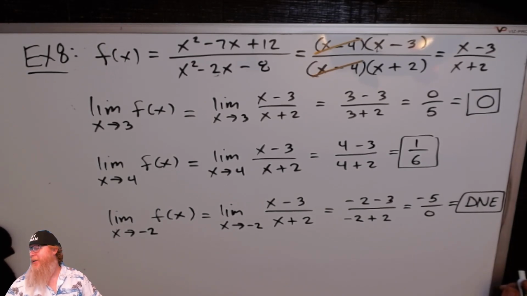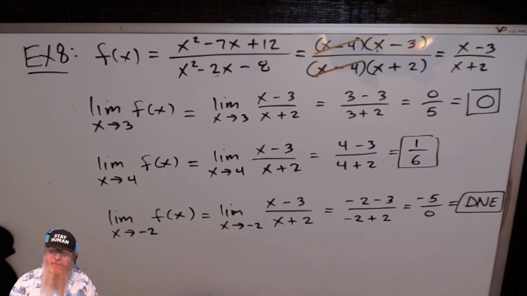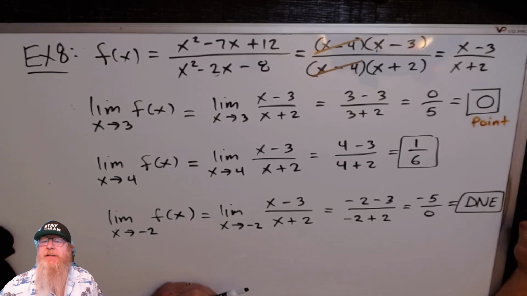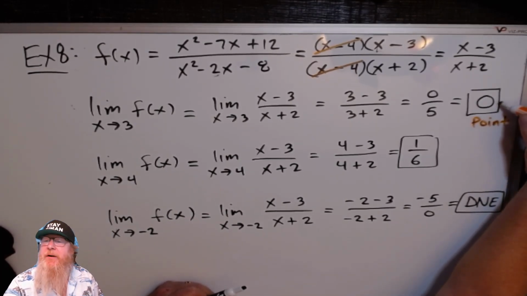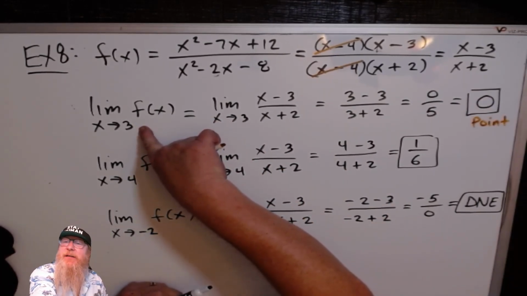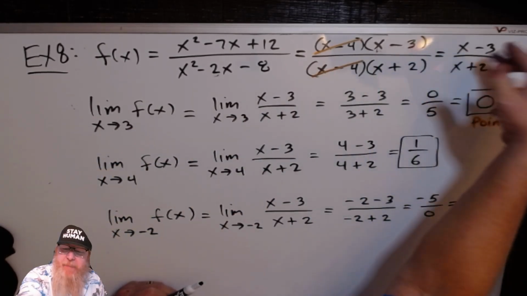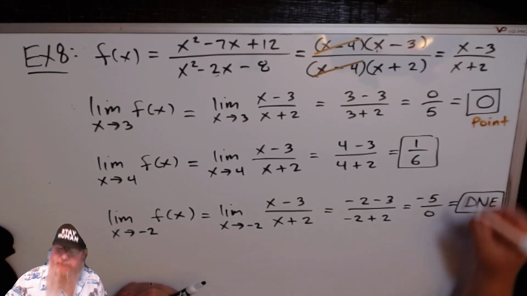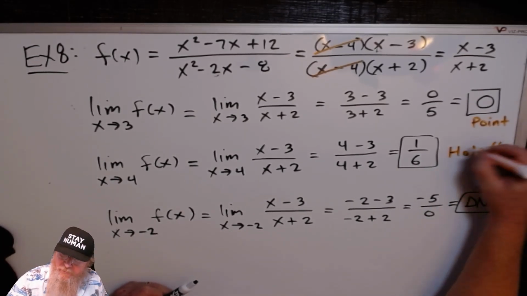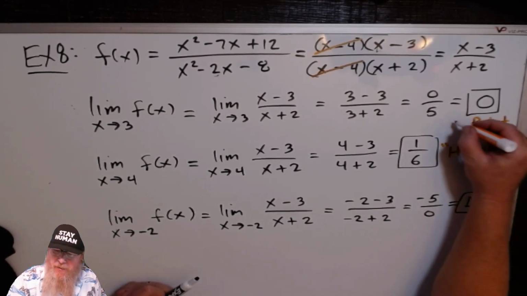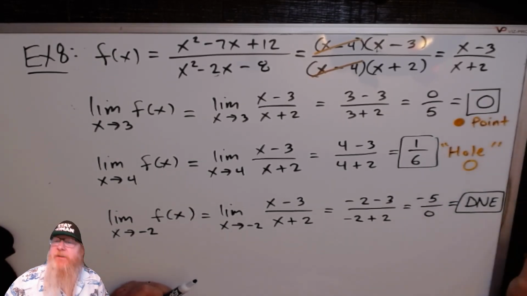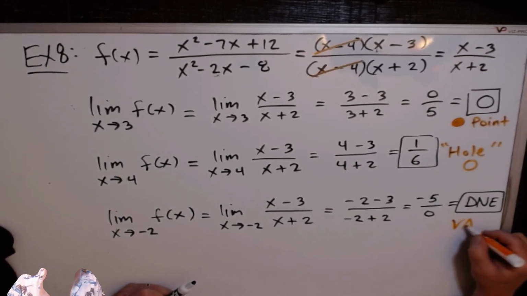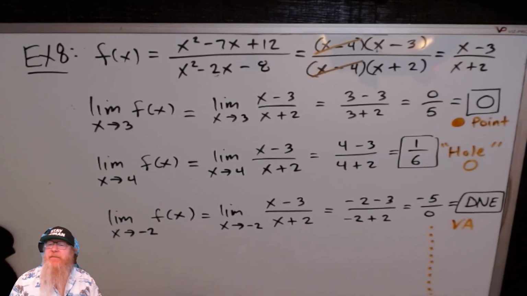And then I want to talk a little bit about these things. This is a point. Why is it a point? Because it equals a real number and the value exists. 3 is a valid number in this function. It does not cause 0 in the denominator. This one is a hole. So this one's a solid point. This one's an open hole. And then this one is a VA, vertical asymptote.